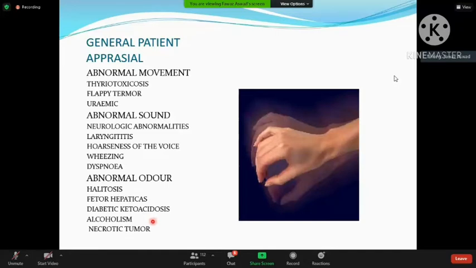And sometimes due to the presence of a malignant tumor in the oral cavity, it may be associated with abnormal odor. Then abnormal movement, this is your homework, my son, to look at. Abnormal sound and abnormal odor. These are the most common or most important things that you notice during the extra-oral examination.